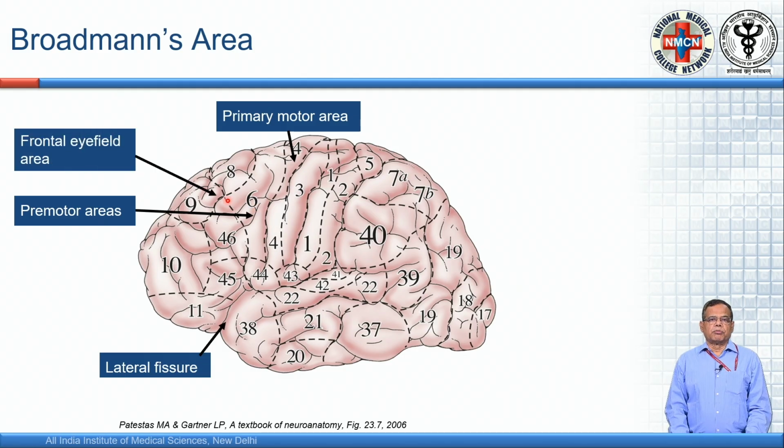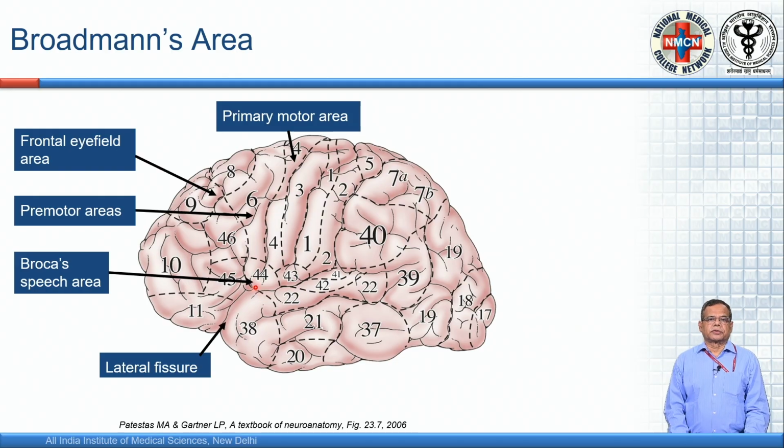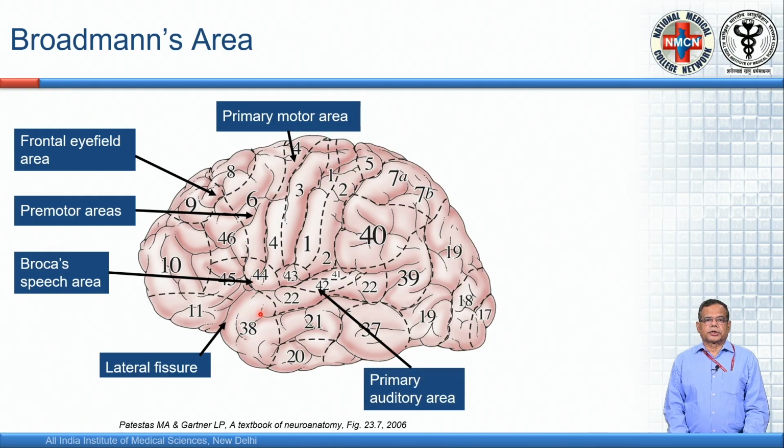The posterior part of the middle frontal gyrus, that is areas 8 and 9, is the frontal eye field area, the area for conjugate deviation of the eyeball. This is showing the conjugate deviation: both the eyes are moving in the same direction. Broca's area is situated in the lower part of the motor cortex. It is areas 44 and 45. This is the area for vocalization, and in a right-handed person it is situated in the left hemisphere. In the temporal lobe, in the superior temporal gyrus is the primary auditory area, areas 41 and 42.